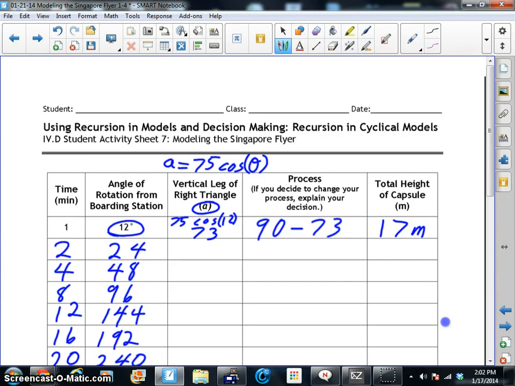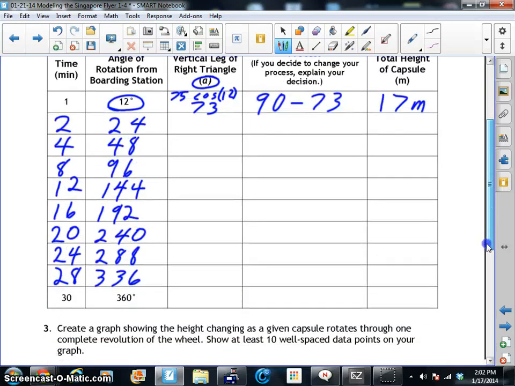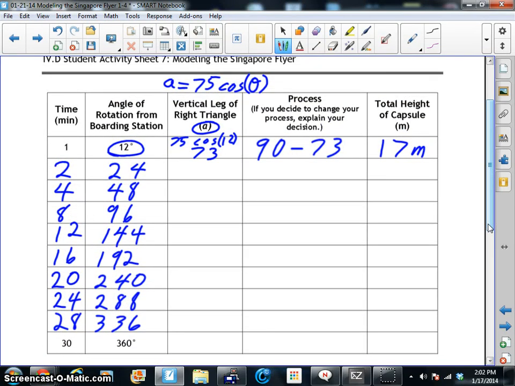So what we're going to be doing in class is that you're going to have this chart, and you're going to fill in the rest. All of it. Okay? Thank you very much.